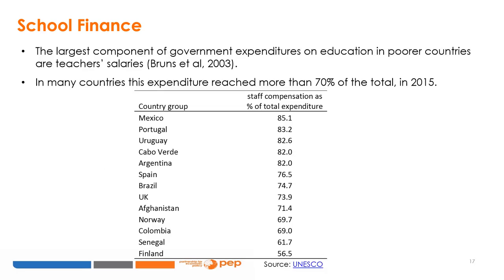The largest component of government expenditures on education are the teachers' salaries. Observe in this table that all staff compensation as a percentage of total expenditure in public institutions in 2015 reached more than 70% in Mexico, Uruguay, Afghanistan, Argentina, and many other countries.